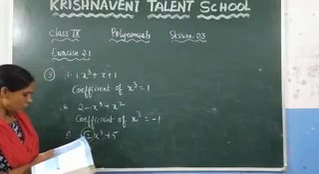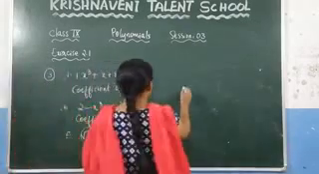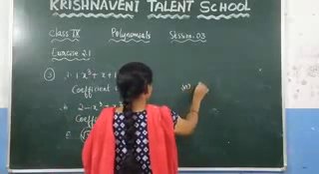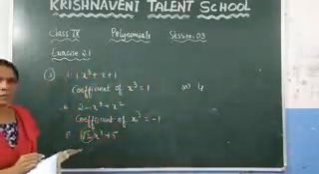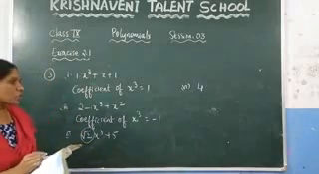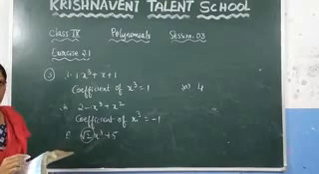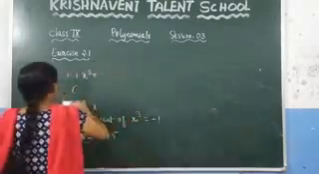Now the last question, the fourth. What is the quotient of x cube? Is there any x cube variable? No. So what we can write here is, the quotient of x cube is nothing but 0. So this question is completed.